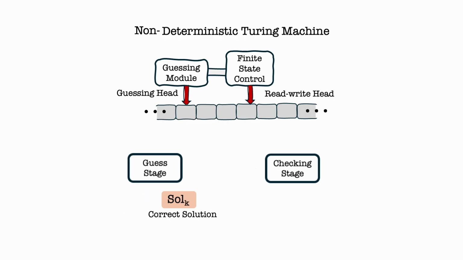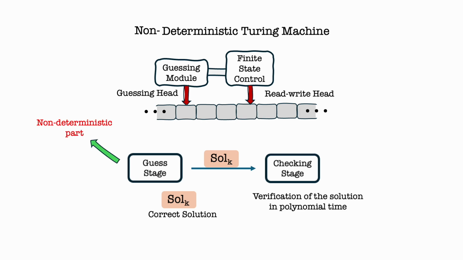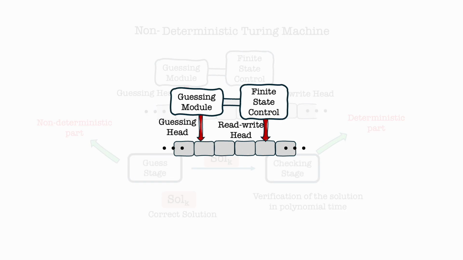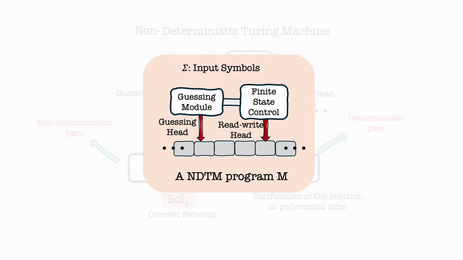Next comes the checking stage, where the machine verifies whether the guessed solution is correct. This step is carried out by a deterministic Turing machine and must run in polynomial time. So, to summarize, the guessing stage represents the non-deterministic part, and the checking stage is the deterministic part that runs in polynomial time. This entire process defines the working of a non-deterministic Turing machine or NDTM, and the algorithm it runs is referred to as an NDTM program M.